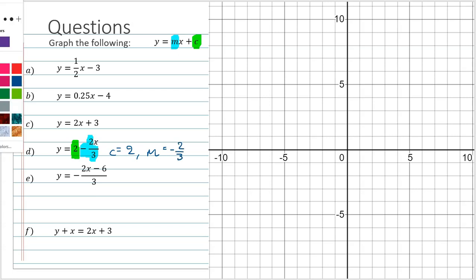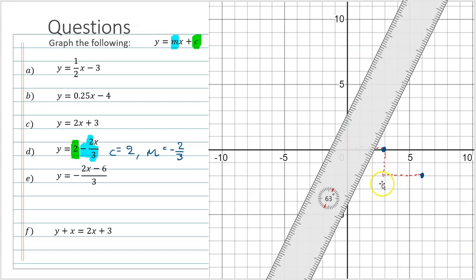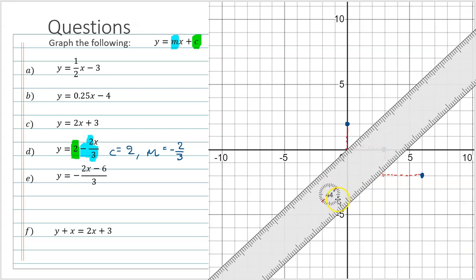Now let's see if we can graph this. So finding 2 on the y-axis is up here, and then the gradient negative 2 over 3. So what that means is for every 2 we go down, because there's a negative, we go across 3. So I'll go down 2, then go across 3, go down 2, go across 3. Marking all of those points. Let's give it a spin.